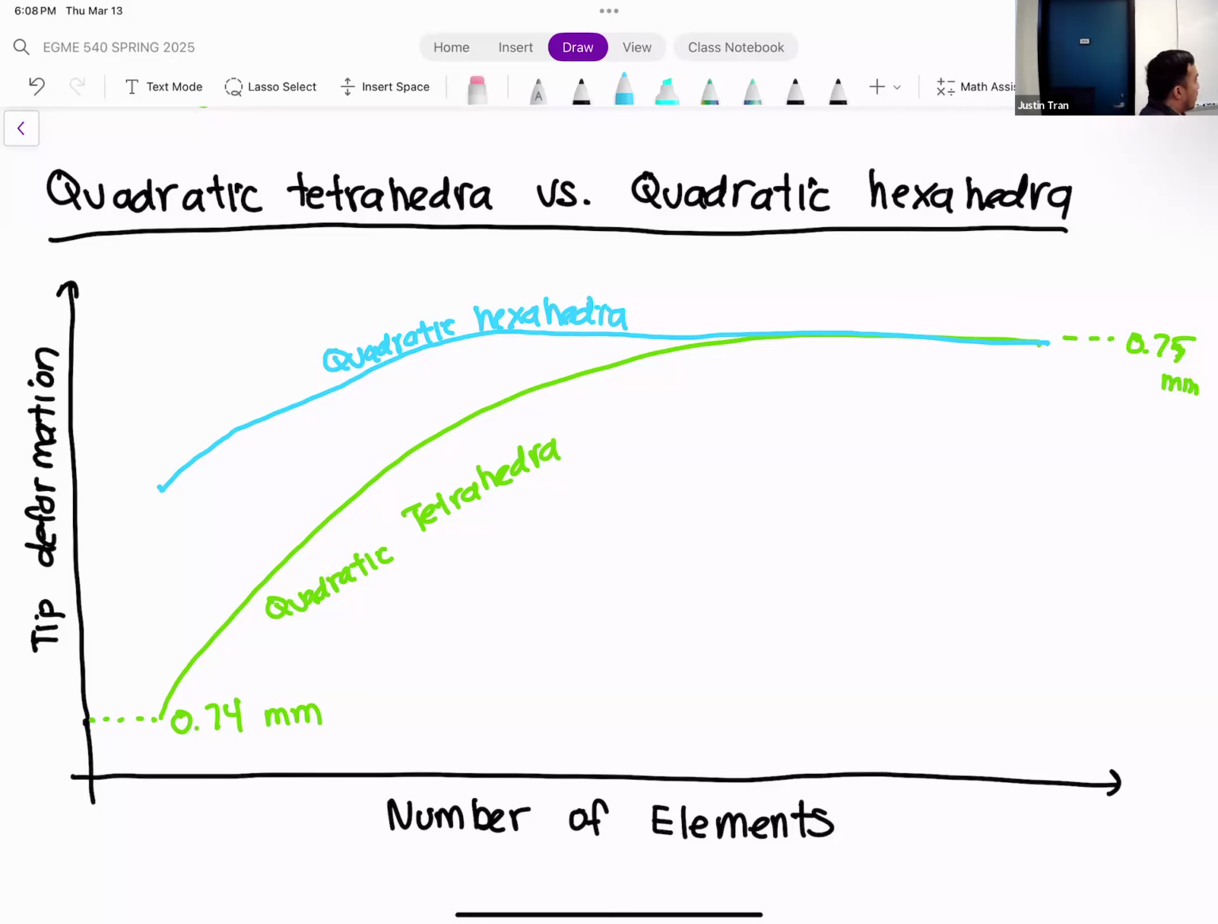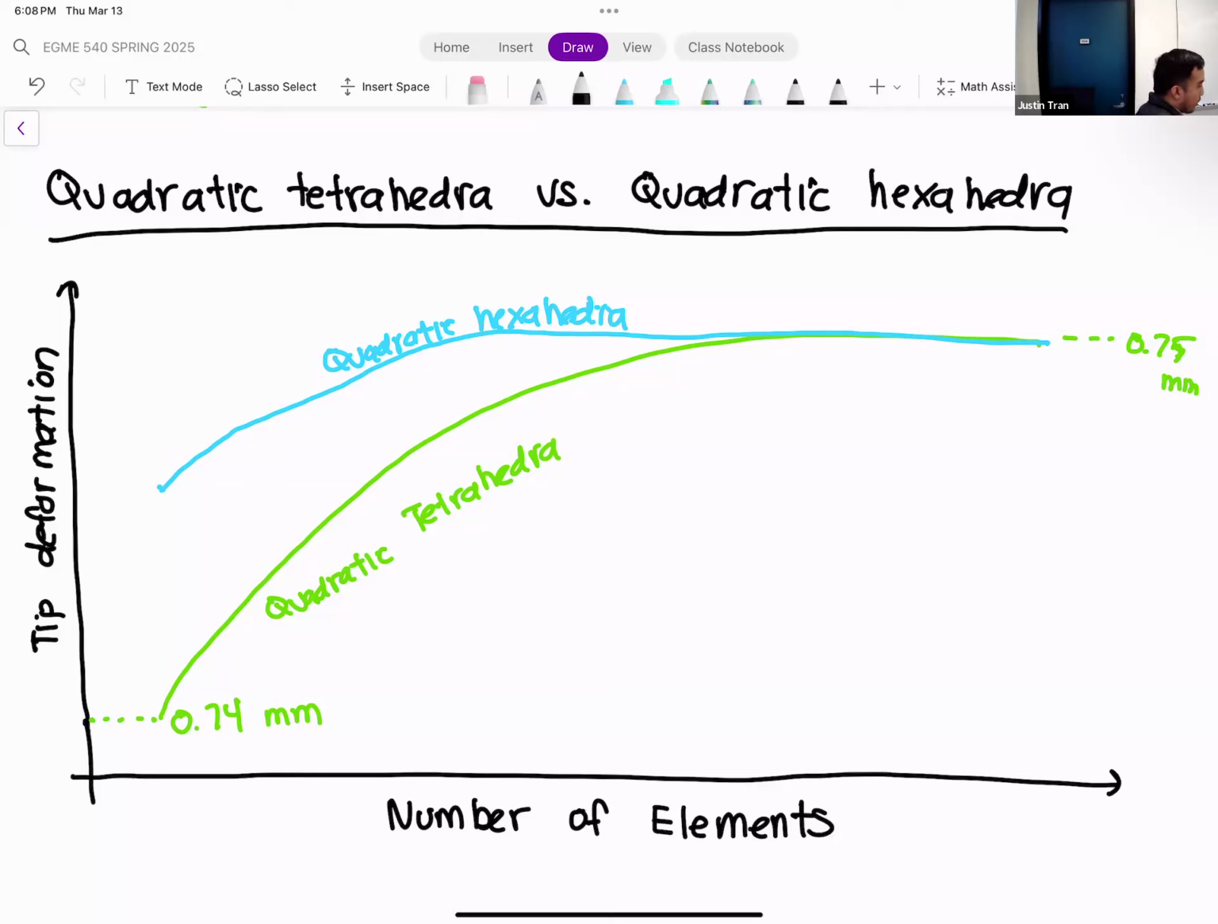And so definitely this graph here should hopefully make the case for using quadratic elements. All right, any questions on this graph here? Okay. All right, so before we get to the linear versus quadratic graph, so that's the last one, I do want to make a comment.